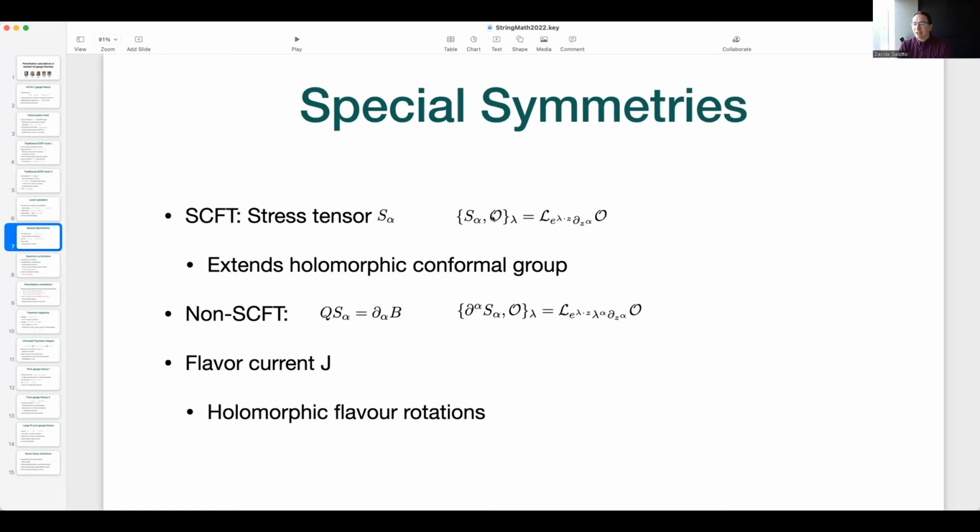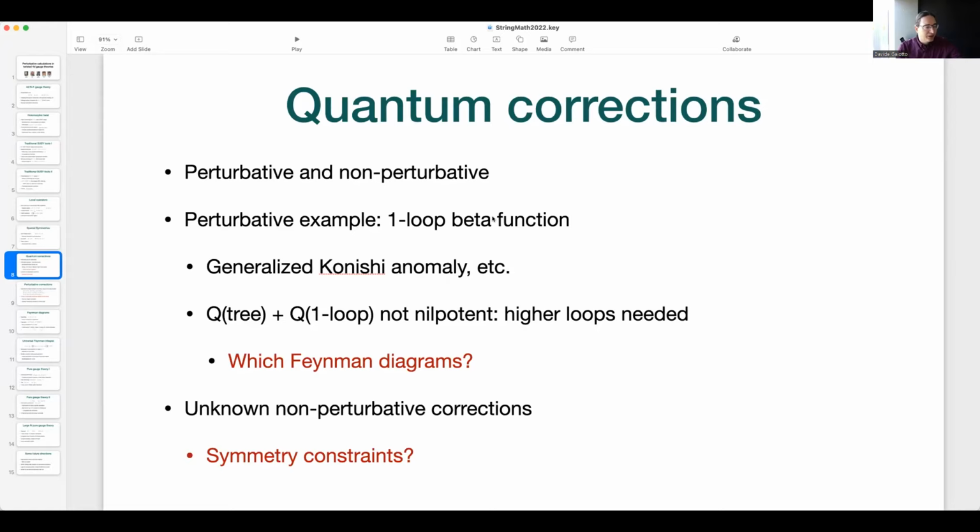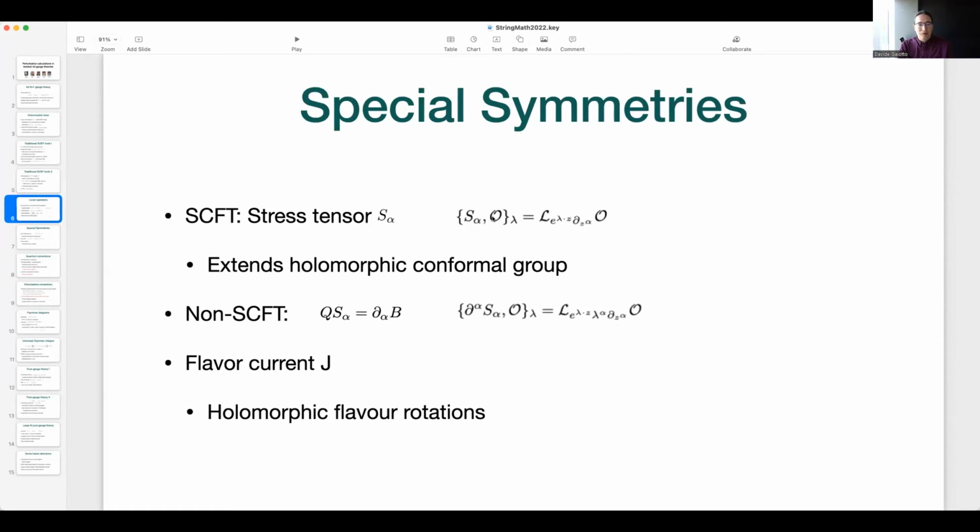And there are many other examples in the literature on the Krav ring where people have computed perturbative corrections at one loop to the Krav ring. So things called the generalized Konishi anomaly. And in general, these are also always sort of like a one loop anomaly to the symmetries, to the sort of infinite dimensional symmetries generated by the operators of the holomorphic twist.